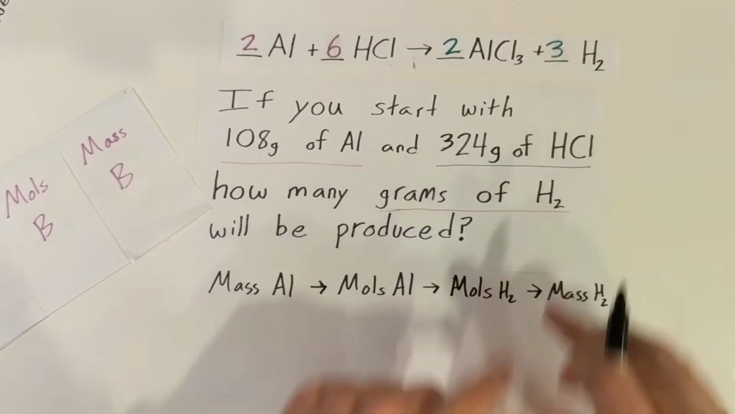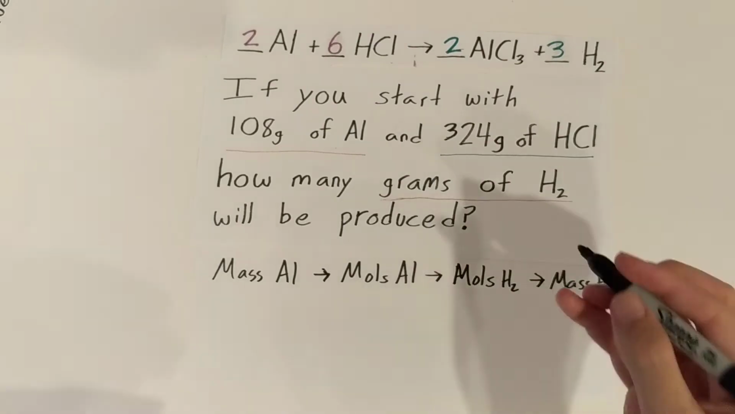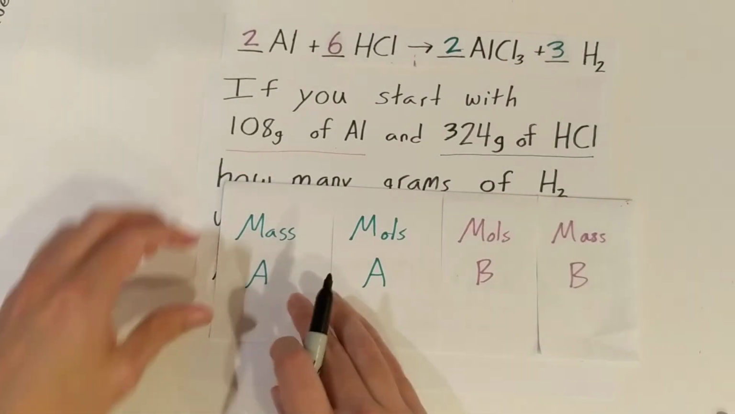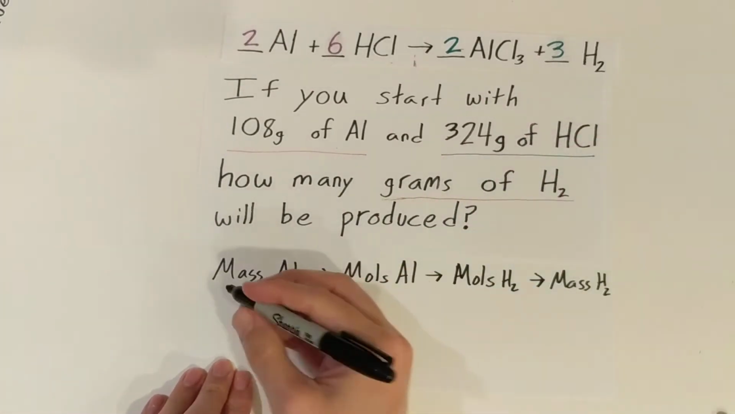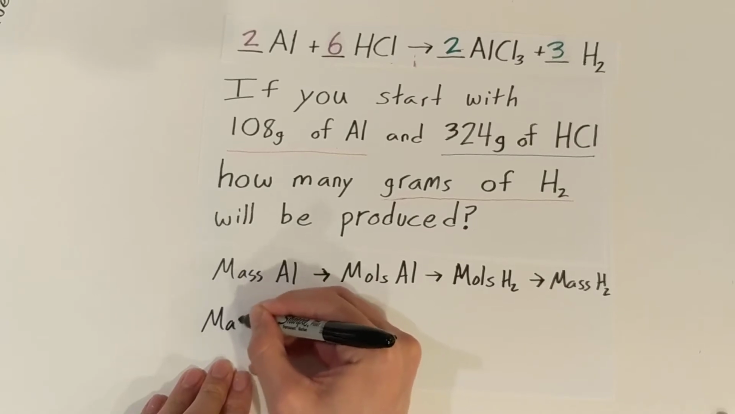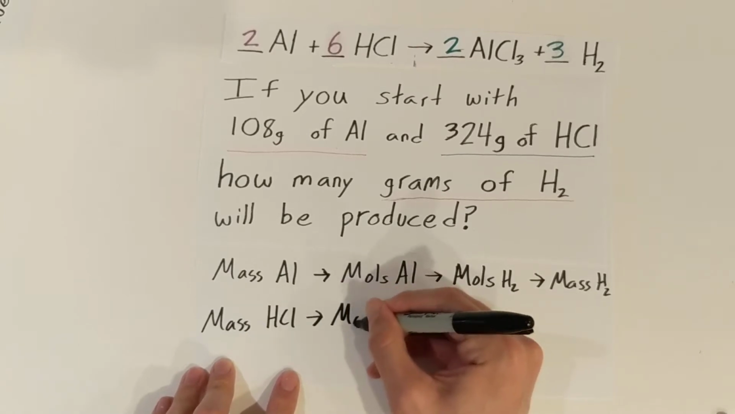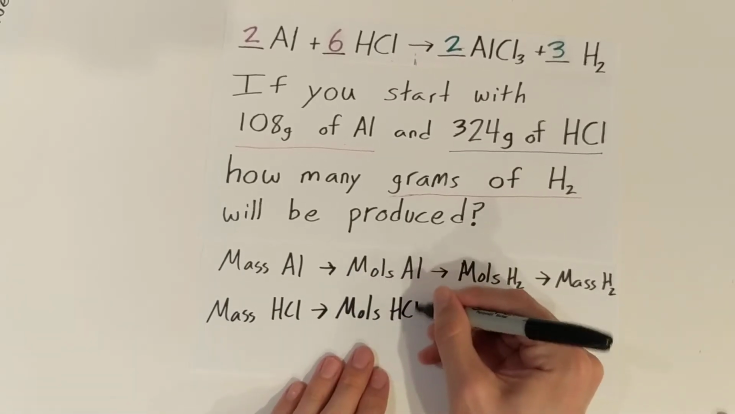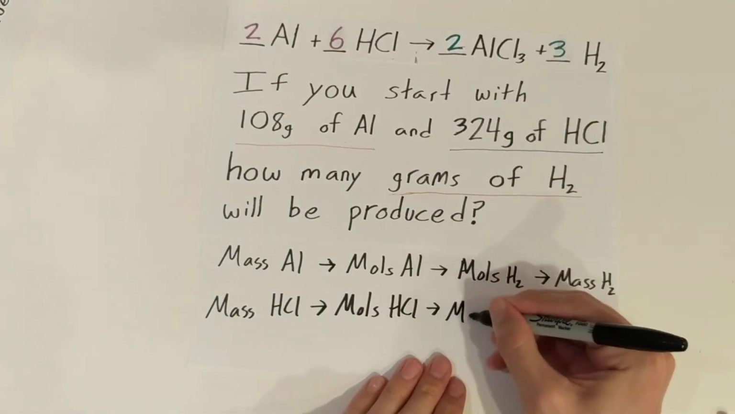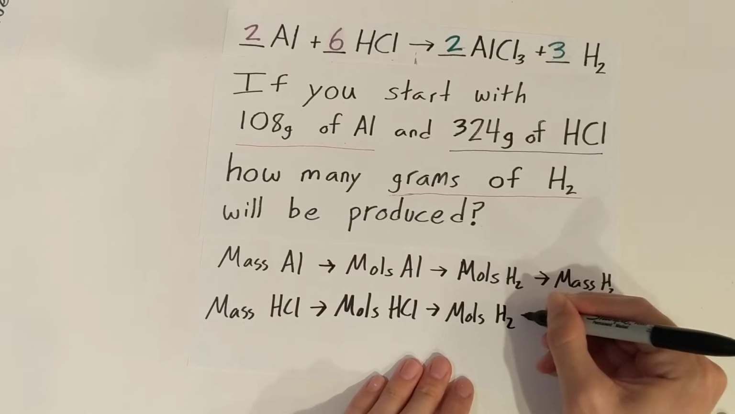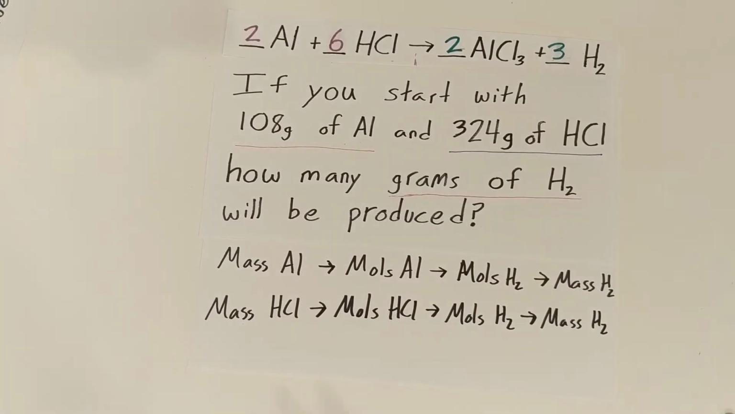So that's just one of the reactants we're given. We're also given the mass of HCl. So we also have to do this with HCl. And again, we would be following the same process. Mass of HCl. We would have to convert that to moles of HCl. And then we would have to convert that using our equation up here to moles of H2. And then we would finally do a conversion to the mass of H2.